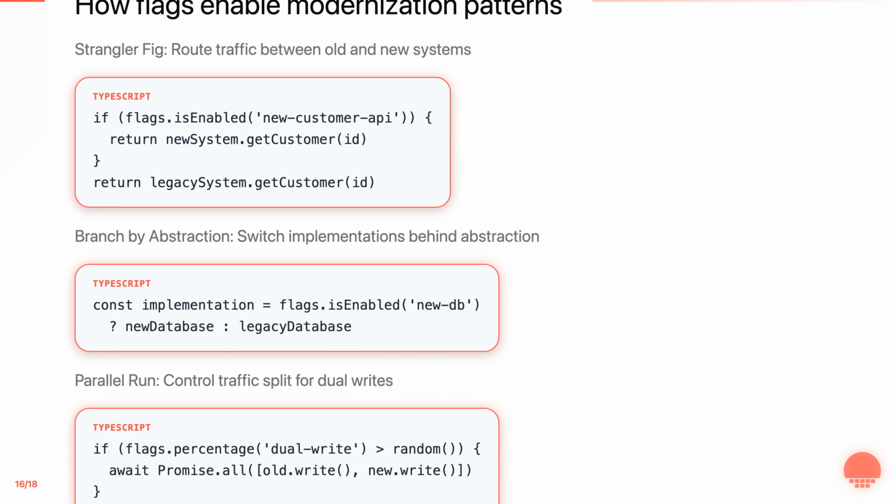Here's the real power move, using flags to modernize legacy systems without the usual chaos. The strangler fig pattern routes traffic between old and new implementations, testing in production with real users. Branch by abstraction swaps databases or services without touching every call site. And parallel run? Dual write to both systems, compare results in the background, catch issues before they become incidents. These patterns turn months-long rewrites into iterative, reversible deployments.